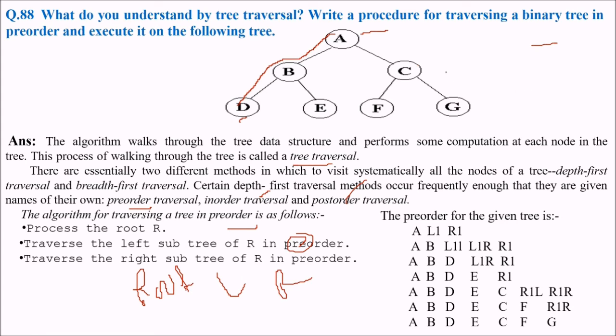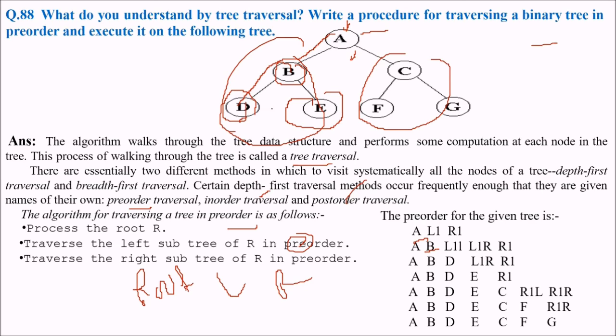So let us start and see how we can do it. If we start at A, A is the root, so we write A. Then we go to L1 and then we go to R1. First we have to go to L1. When we reach here, B is the root, so we take B. Then we go to the left and the right. Root has been taken care of, B has been written, so we have to take D and then E.